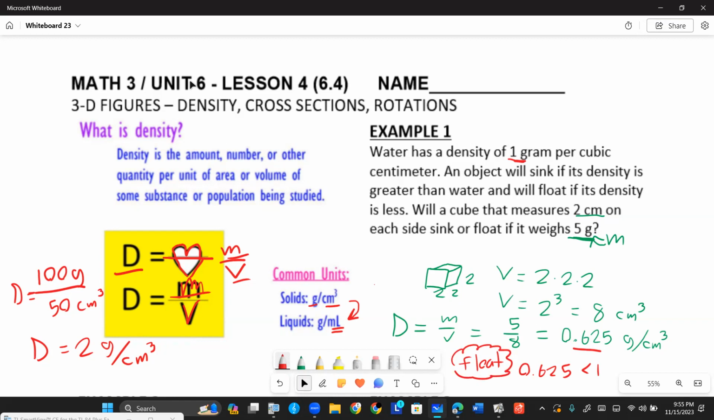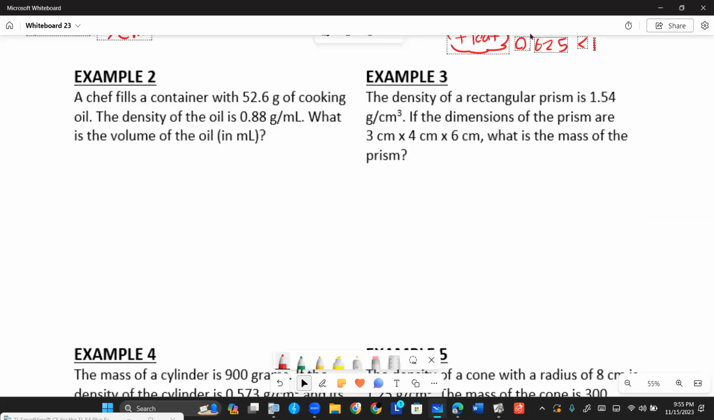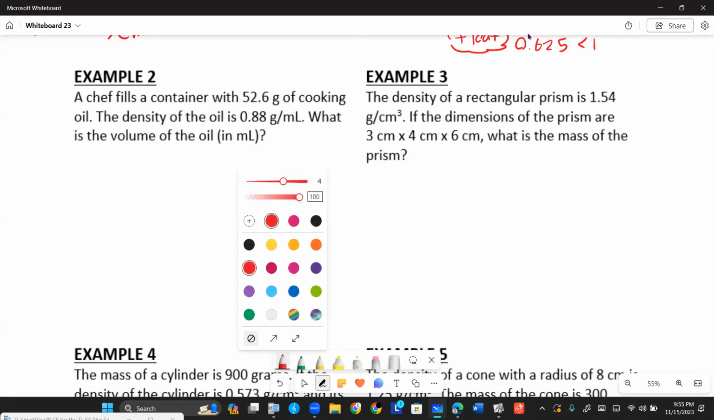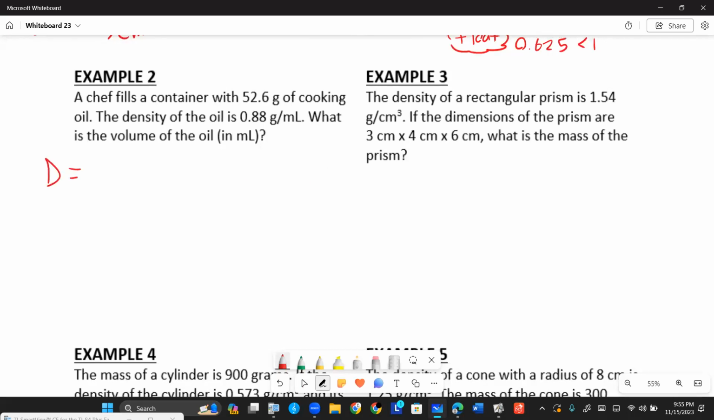Let's look at another example. Example 2. A chef fills a container with 52.6 grams of cooking oil. The density of the oil is 0.88 grams per milliliter. What is the volume of the oil in milliliters? So let's look at our formula again. Density is going to be mass divided by volume. And we're given that 52.6 grams, so that's going to be our mass. We're given the density of the oil, 0.88 grams per milliliter, so that's going to be capital D. And we want to know what is the volume of the oil in milliliters. So V is what we're trying to find.